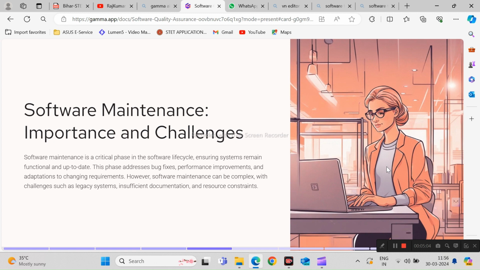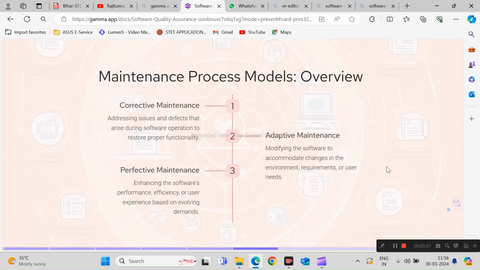Further, move ahead and see the maintenance process model. There are three types of maintenance: corrective maintenance, adaptive maintenance, and perfective maintenance. The first one is corrective maintenance, addressing issues and defects that arise during software operation to restore proper functionality. The second one is adaptive maintenance, which modifies the software to accommodate changes in the environment, requirements, or user needs. The third one is perfective maintenance, which enhances the software performance, efficiency, or user experience based on evolving demands.